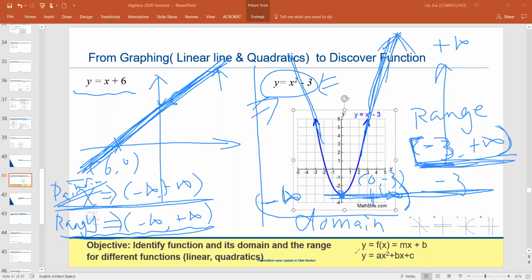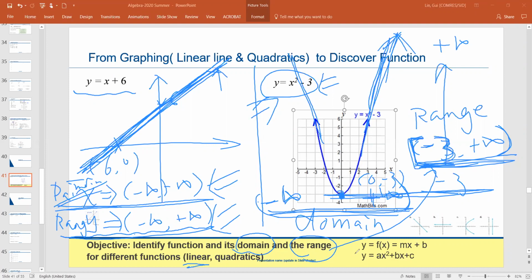So that's why we try to learn what's the domain, what's the range. For the linear line, here is the domain, this is the range. For the quadratic formula, the domain of the x is negative infinity to positive infinity. The range will be different, right? If the mouth is open up, the vertex is the minimum value, so it's -3 to positive infinity.